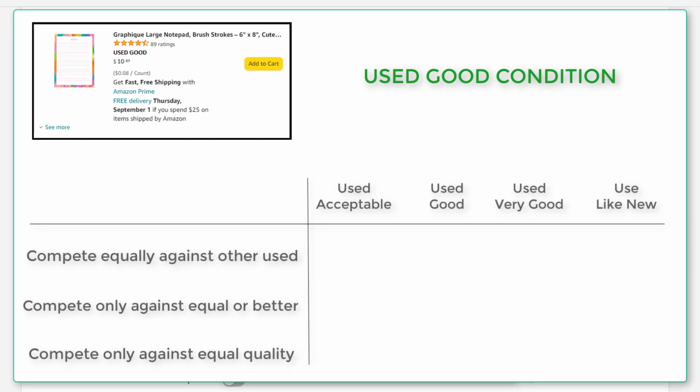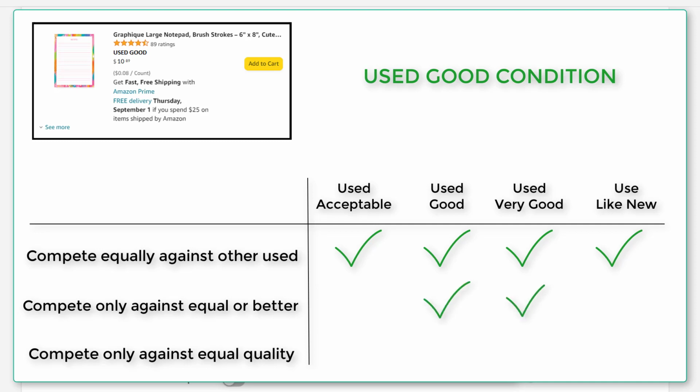Our first option is to compete with all used equally. With it, it doesn't matter if your competitor is used acceptable, used good, used very good, or used like new. You'll compete with them all equally. For our second option, we'll only compete with competitors who have the same condition or better. In this case, because we're good, we would only compete with competitors who are used good, used very good, or used like new. We will not compete with anyone who is used acceptable.